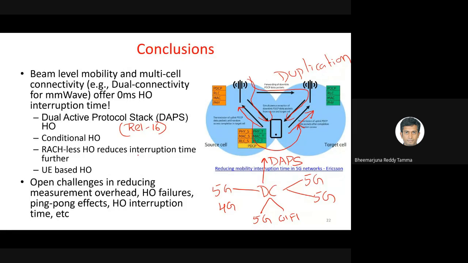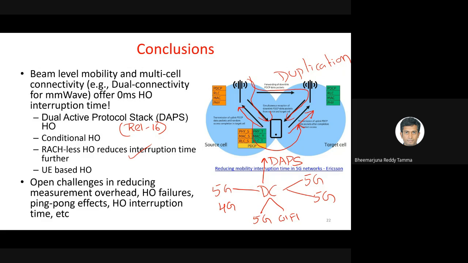Then there are also conditional handovers, UE-based handover, and even RACH-less handover, because RACH takes a couple of steps. That means one round trip time to do the timing advance. But in the case of small cells, you don't really have to do the timing advance because the propagation delay is very negligible.